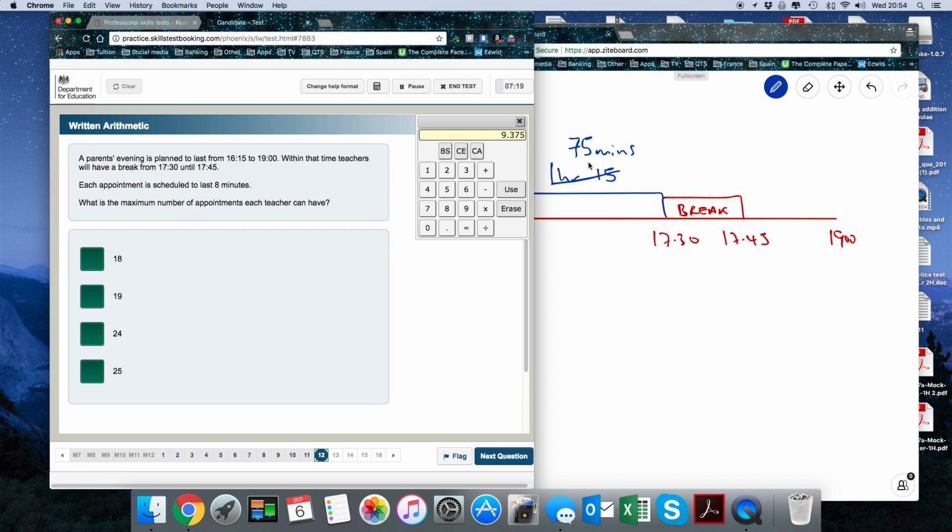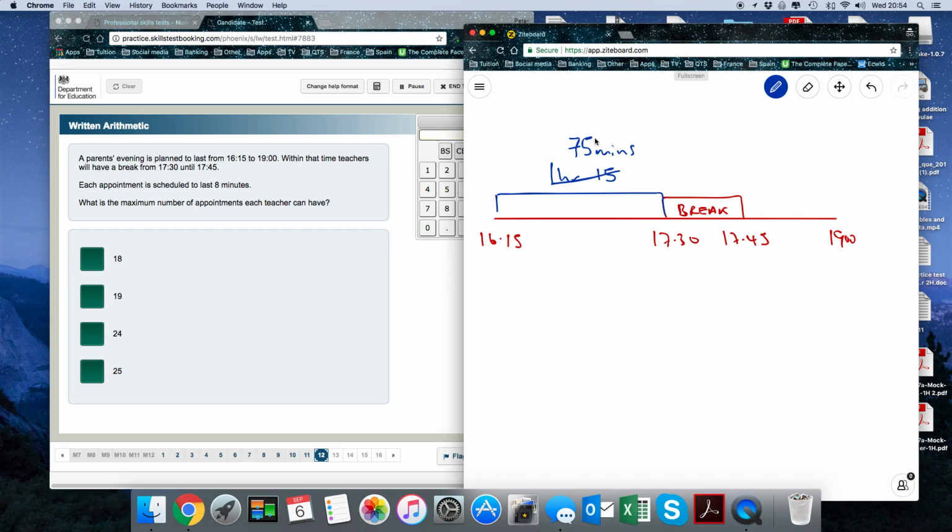Okay, now when you get that decimal you need to interpret it correctly. It does mean that we can only fit in 9 appointments. We haven't got enough time for the 10th one, and a good way to show that is maybe a ratio. This is the number of appointments, I'll call that A, and this is the number of minutes.